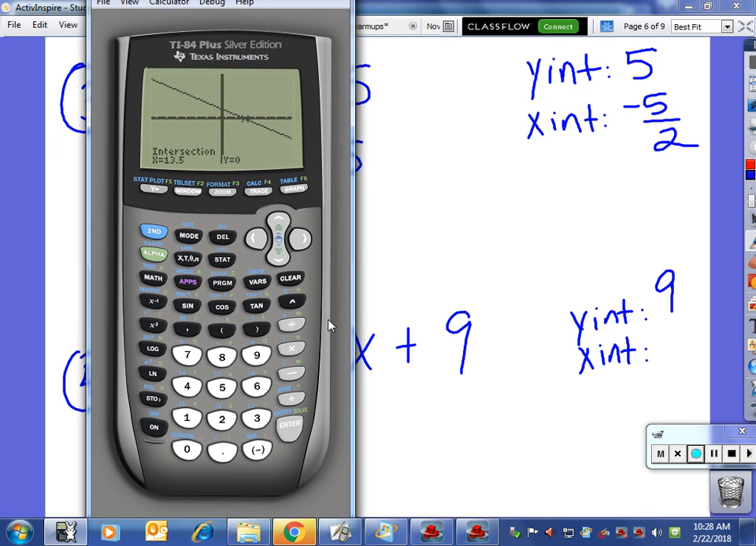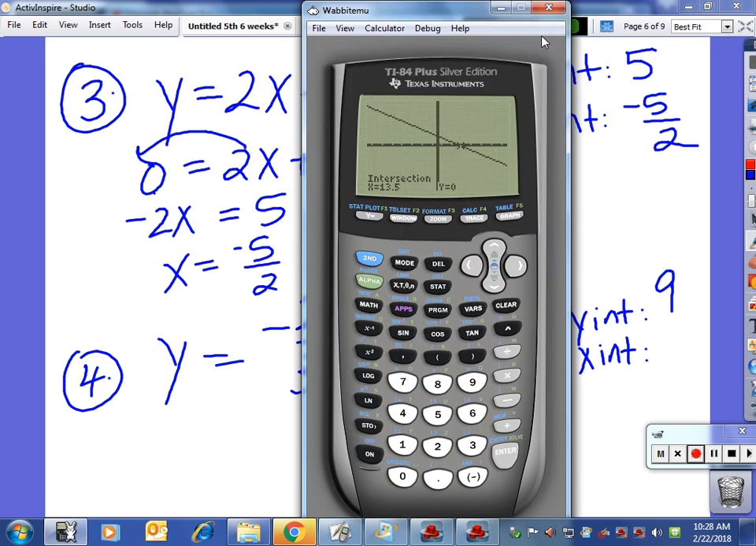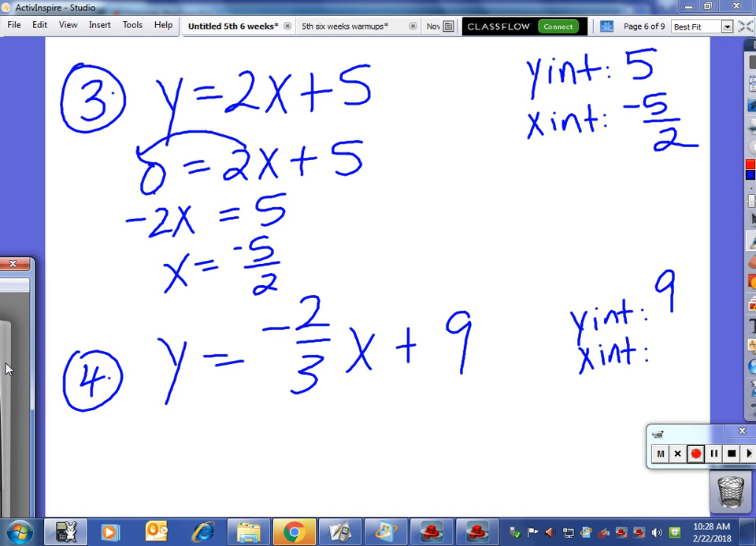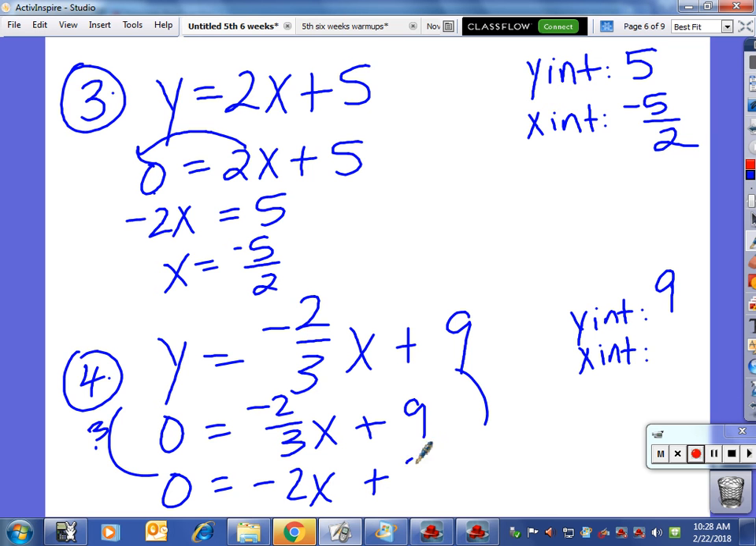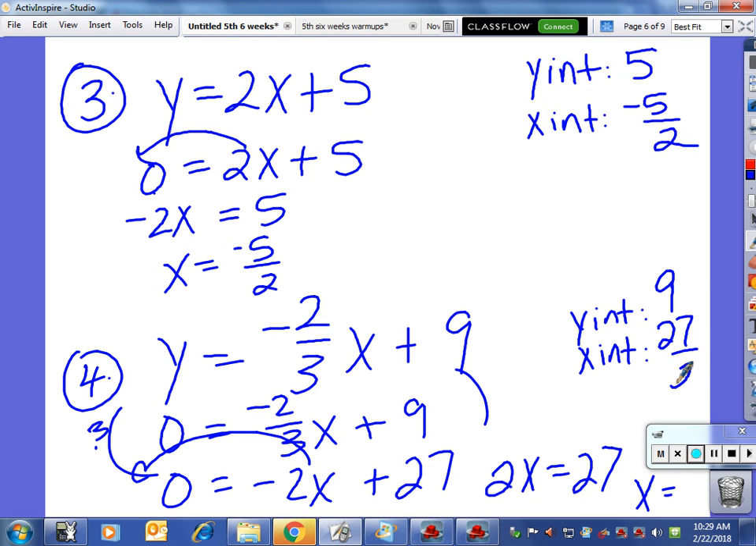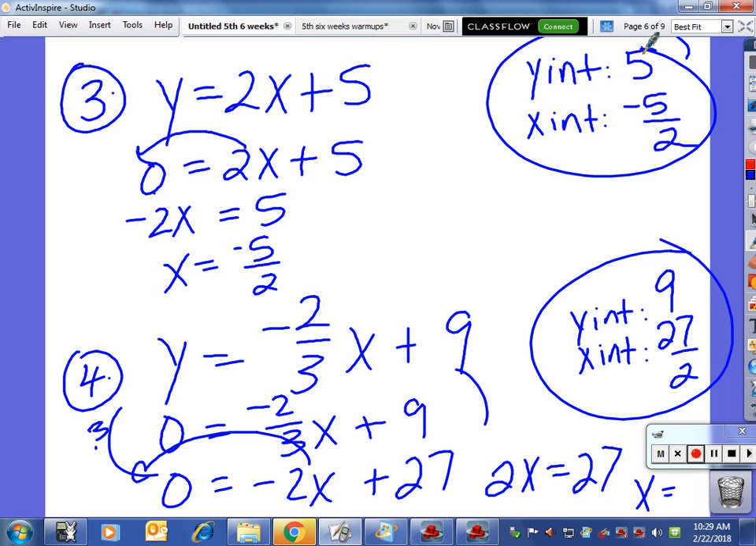What did Ms. Himes tell you she wanted the answer as? A fraction. So I'm going to at least make you change that to a fraction, which should be 27 over 2. Let's do it the math way. Put a 0 in for y. All I've got to do to get rid of that fraction is triple everything. Well, 3 times 0 is still 0. This would give me negative 2x plus 27. See how easy that was? Move the negative 2x over, it becomes positive 2x, and x equals 27 over 2, which was 13.5. All right, so are we good with the homework?